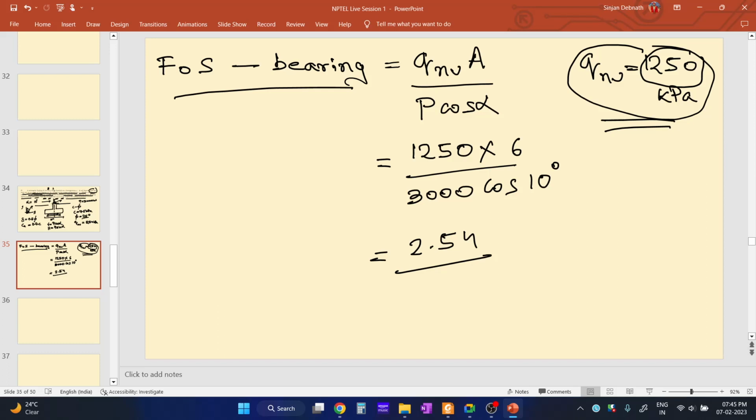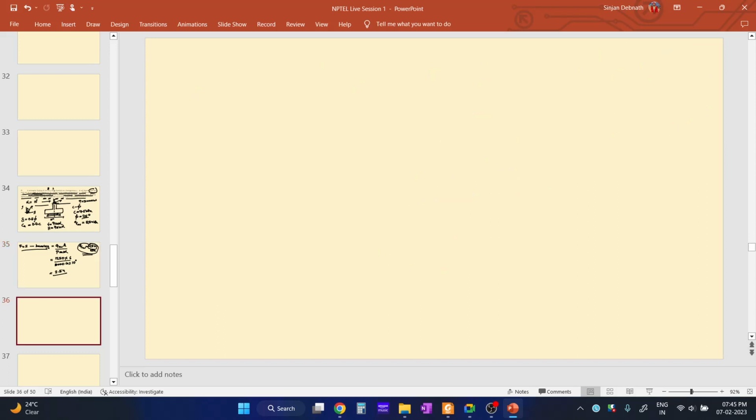But in case of sliding, will it slide? We need to check whether the factor of safety against sliding is greater than 1 or less than 1. We need to check that. Factor of safety against sliding.